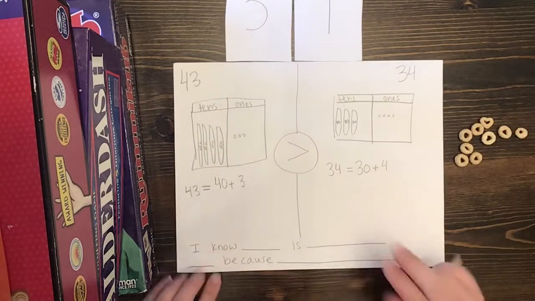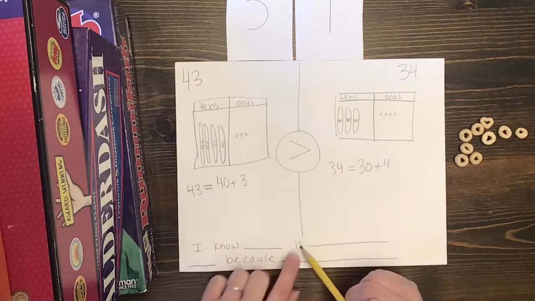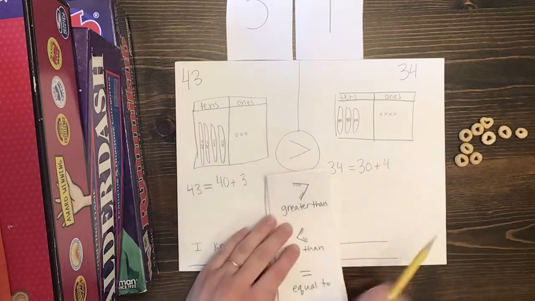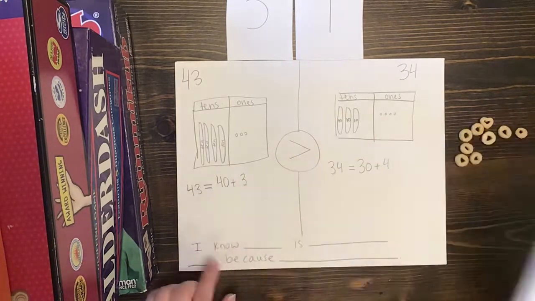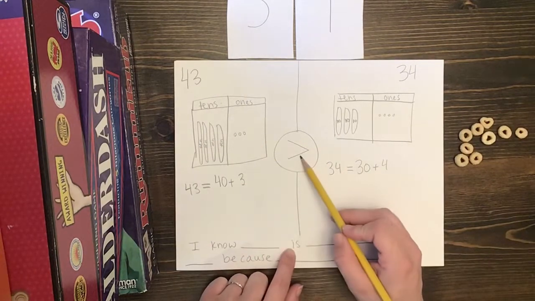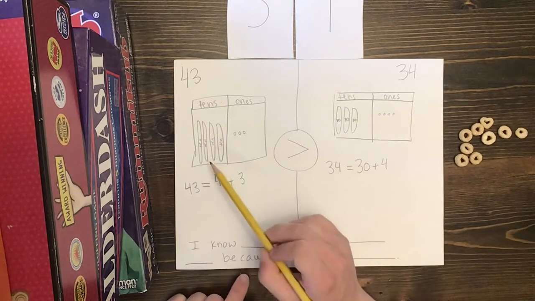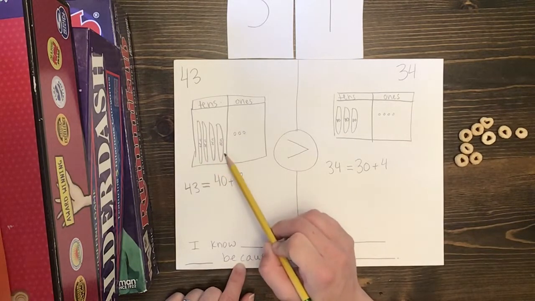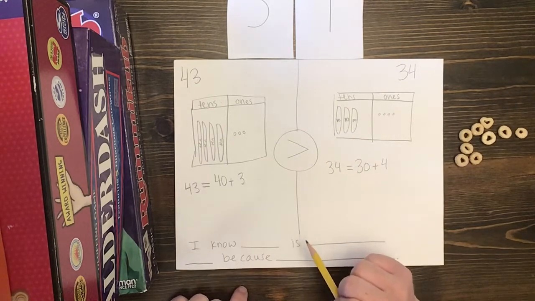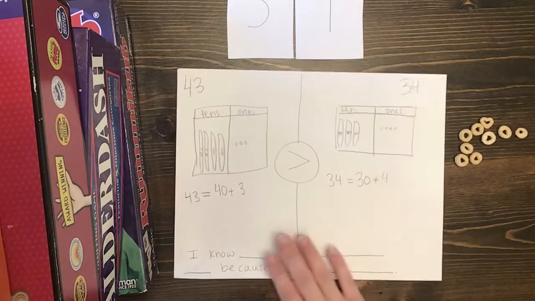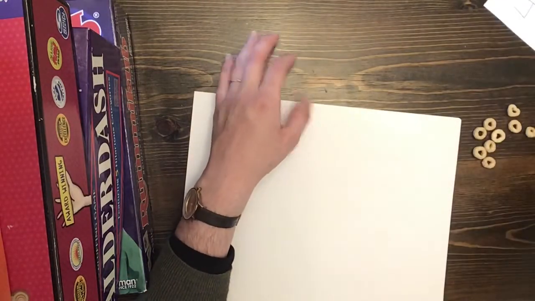Now I need to say my sentence at the bottom. I know 43 is... And how do we say this one? When the alligator is going that way, we say greater than. I know 43 is greater than 34 because there are 4 groups of 10 in 43, but only 3 groups of 10 in 34. Now I'm going to turn my paper over and play it again. I am done with these 2 cards. Now I'm going to turn 2 more cards over.